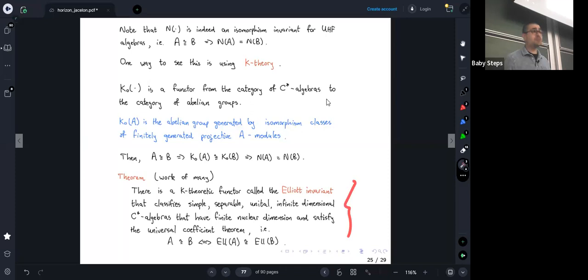Two of the recurring themes this week have been non-commutativity and classification, and this really captures both of them. I'm not going to go through, for time reasons, what all of these adjectives mean. But for example, finite nuclear dimension is a non-commutative notion of the topological dimension of a topological space. Anyway, this is just to mention that Glimm's theorem was the prototypical example of this very general classification that holds today.